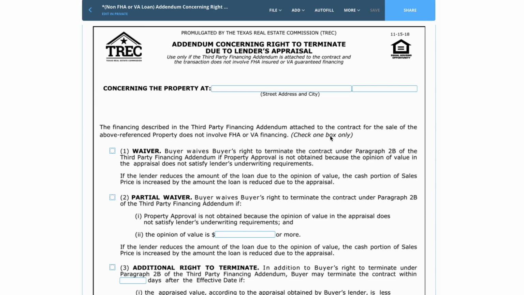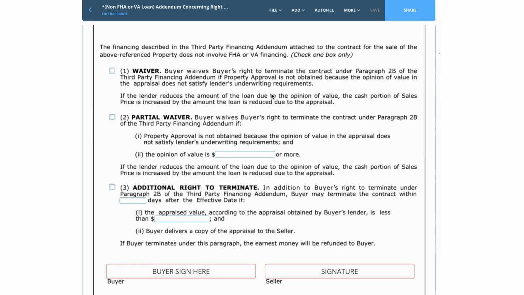And it says check one box only. So you're going to check one of these. Now here you're going to put the 911 address, full city, state, and zip code here. Please, full address. And let's get to these three options. So you've got three different options you're going to check between. One is going to be talking about a waiver. The second one is a partial waiver. And this right here is an additional right to terminate, all right? So let's talk about these in a little bit more detail.